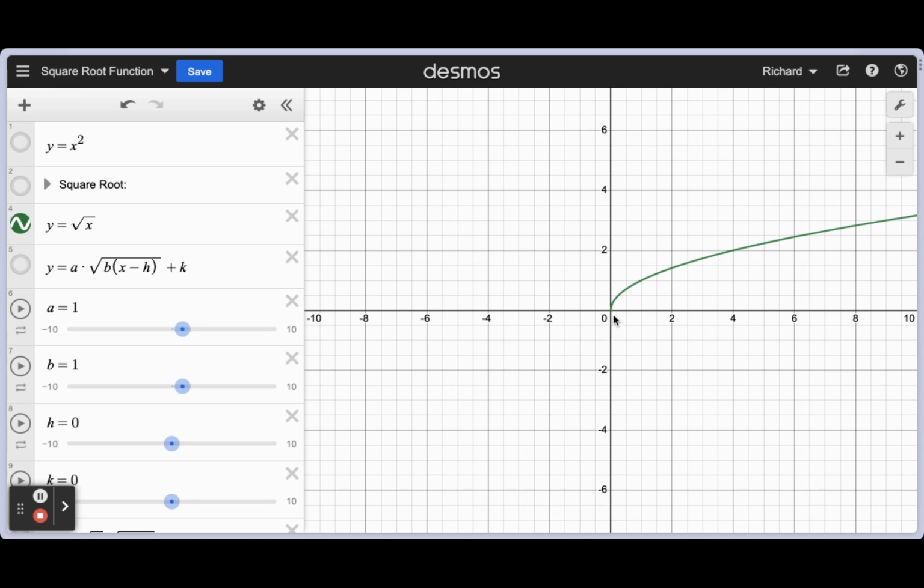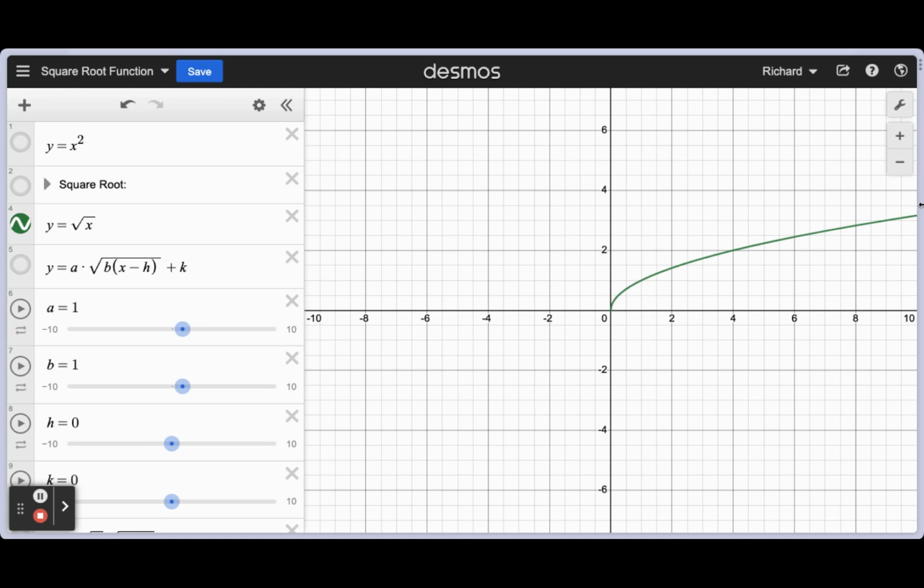It starts off at 0, 0. It feels like it might have some sort of horizontal asymptote up there somewhere, but it doesn't. It just grows. As it goes on, it grows a bit more slowly, but nevertheless, it is just growing that way, like so. So that is y is equal to the square root of x.